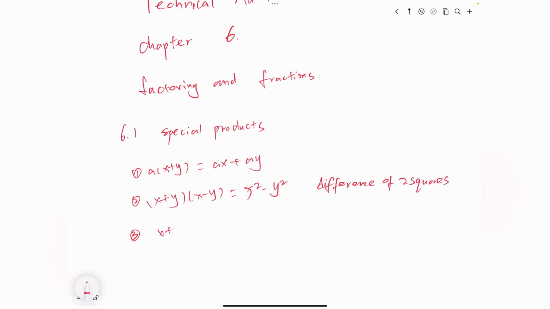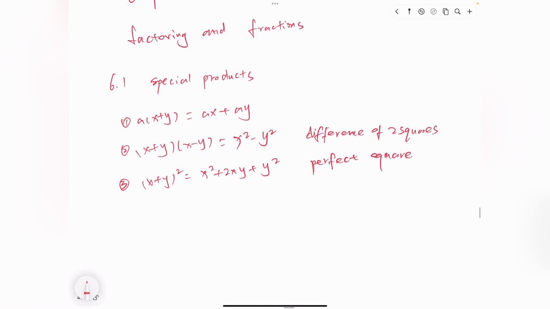Number 3, (x + y) squared, we call this a perfect square, equals x squared plus 2xy plus y squared. It's a perfect square. Number 4, we have (x - y) squared. This is also a perfect square, so we have a negative sign. It's minus 2xy plus y squared. This is also a perfect square.